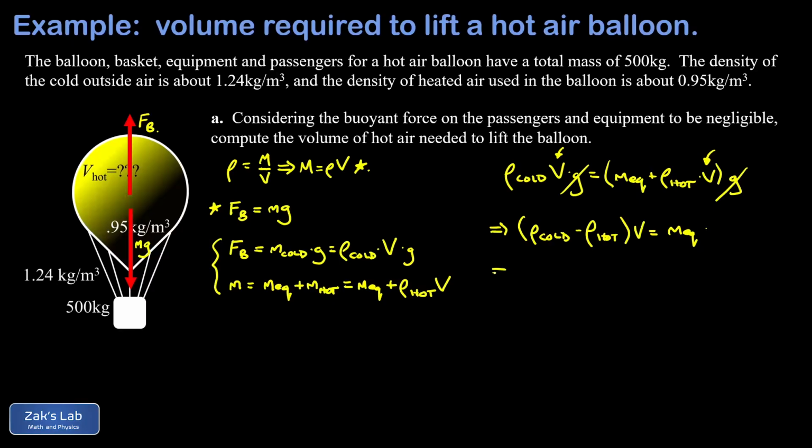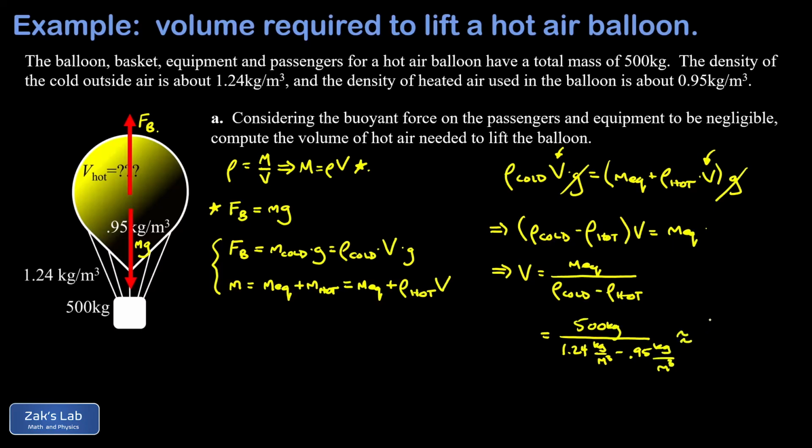And we'll go ahead and solve symbolically for this volume. Before we plug numbers in, I get V equals the mass of the equipment divided by the cold air density minus hot air density. And now we can plug numbers in, and we get 500 kilograms, the given mass of the equipment, divided by 1.24 kilograms per cubic meter, the density of the cold air, minus 0.95 kilograms per cubic meter, the density of the hot air.